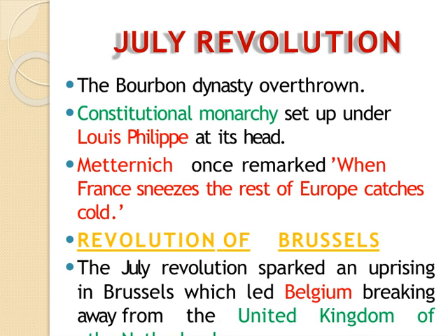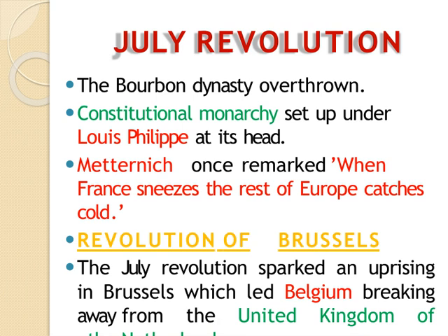This leads us to the Revolution of Brussels. The July Revolution in France sparked an uprising in Brussels, which was then part of the United Kingdom of the Netherlands. This uprising was crucial because it eventually led to Belgium breaking away from Dutch control and gaining independence. It's a clear example of how revolutionary ideas and movements spread across borders, shaping the map of Europe.